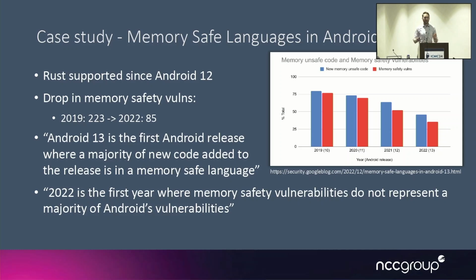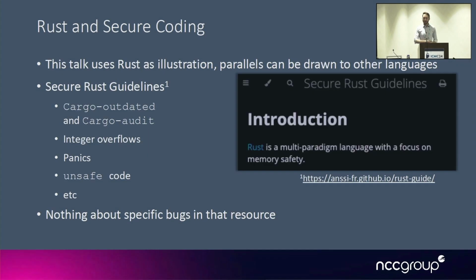The article draws a correlation. It doesn't say that there's a clear causation because there's still a lot of legacy code, but still an interesting case study. And I hope that with that I have convinced you that memory-safe languages are the way to go. And so this talk will use Rust as an illustration to highlight some of the issues that can come when developing using those modern programming languages.